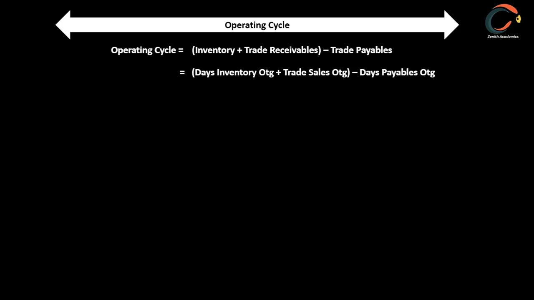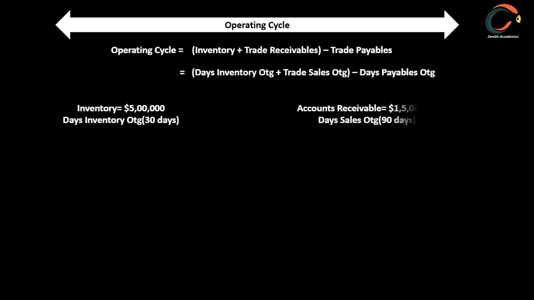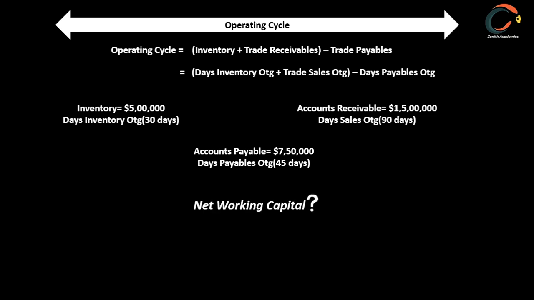Let's understand an operating cycle through an example. Suppose the inventory is $500,000 and the days inventory outstanding is 30 days. Now, the accounts receivables is $1,500,000 and the days sales outstanding is 90 days. And the trade payables is $750,000 and the days payables outstanding is 45 days. Let's find out what is the net working capital and also what is the cash conversion cycle.